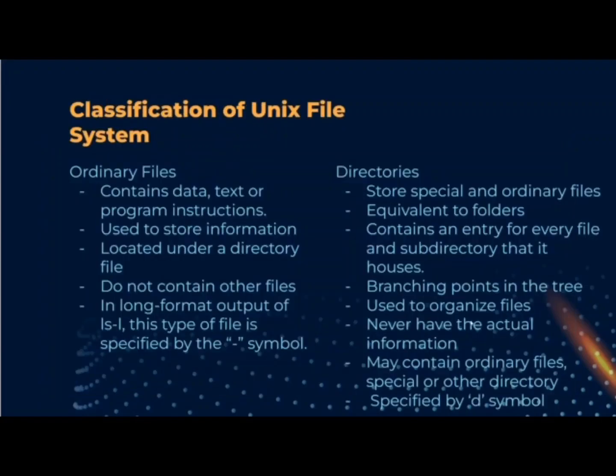Then we get into the classification of the Unix file system. First, we have the ordinary file, which is the actual data file itself. It contains data, text, or program instructions used to store information. It is always contained under a directory file, it does not contain other files, and it is represented by the dash symbol. Then directories store special and ordinary files, equivalent to what we know as folders.